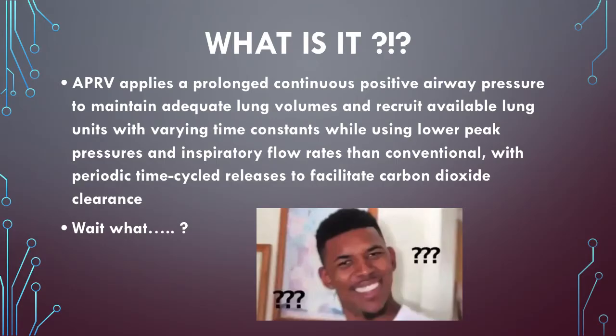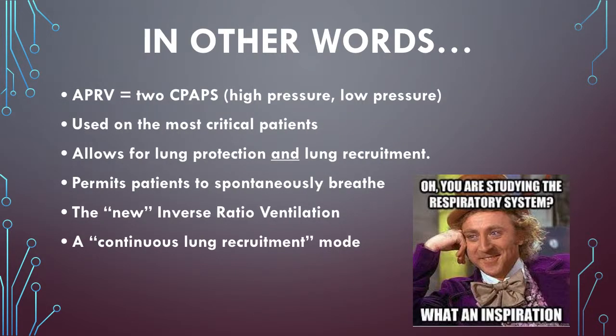This is technically the textbook definition of APRV. APRV applies prolonged, continuous positive airway pressure to maintain adequate lung volumes and recruit available lung units with varying time constants, while using lower peak pressures and inspiratory flow rates than conventional ventilation, with periodic time-cycled release to facilitate CO2 clearance. So in other words, that's a mouthful. Let's try to break it down a little bit. APRV is really two CPAPs. You have a high pressure and you have a low pressure. We typically use it on the most critical patients. Go figure. Just like every other great mode of ventilation, it gets used as a rescue therapy when it really shouldn't.